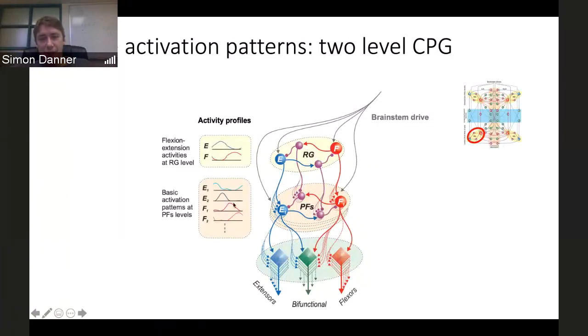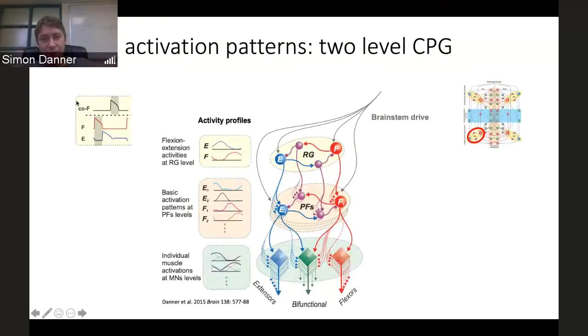And at the pattern formation layer, we have a set of pattern formation centers that produce basic activation patterns that split the rhythm cycle into different components that then are linearly combined into individual muscle activation patterns at the motor neuron level.